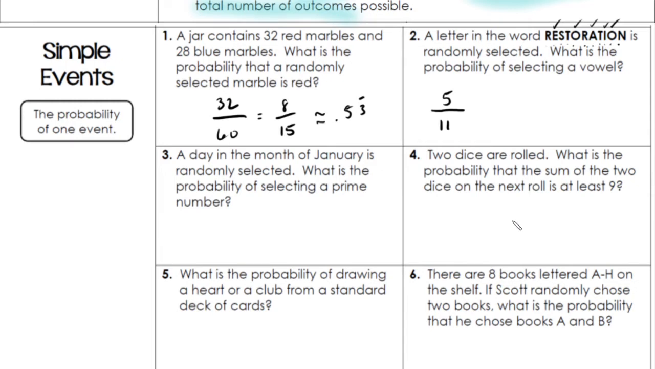So, something we need to consider is prime numbers. Do you know what the definition of a prime number is? Prime numbers are numbers that are only divisible by 1 and themselves. So, like 6 is not prime because you can make it with 1 times 6 and 2 times 3. You can never make it with more than just 1 times the number, it's not prime. So, a day in the month of January is selected. Well, January has 31 days, right?